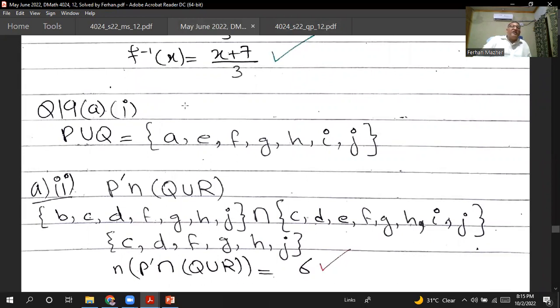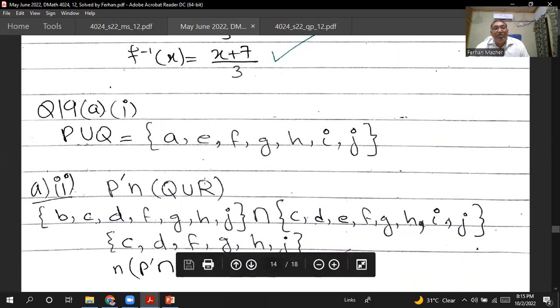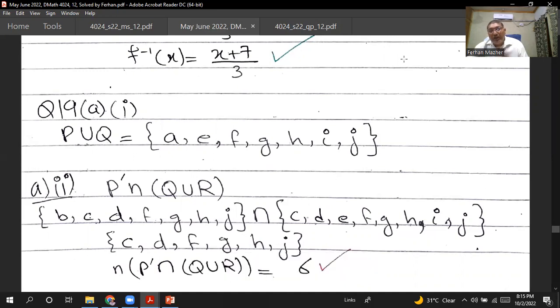P complement. P complement means those members who are in the universal set but not in the P. So they are B, C, D, F, G, H, J, and its intersection with the Q union R. Q union R is very simple. You see, Q and R, just join them together. Don't repeat any member. So C, D, E, F, G, H, I, and J.